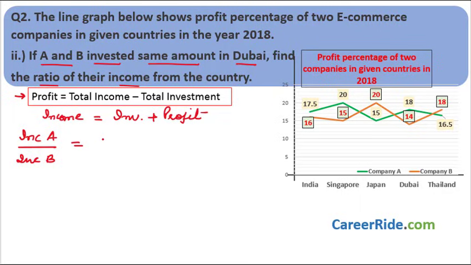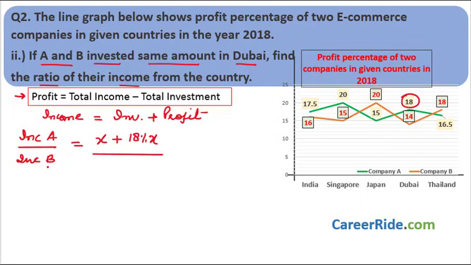So the investment of A is what? Let us assume it is X. Profit is what? From the graph, let us see it. Profit of A in Dubai is what? It is 18%. 18% of what? 18% of the investment that they have made. So 18% of X, right?